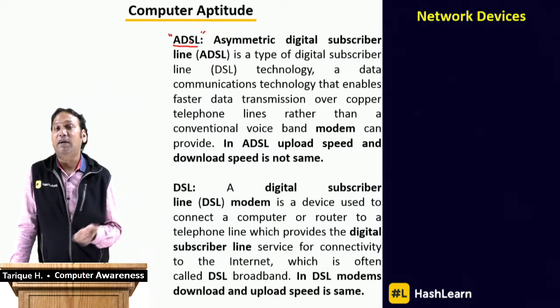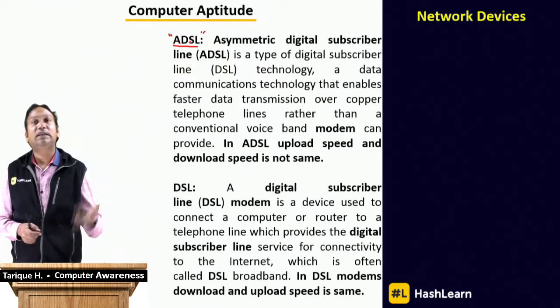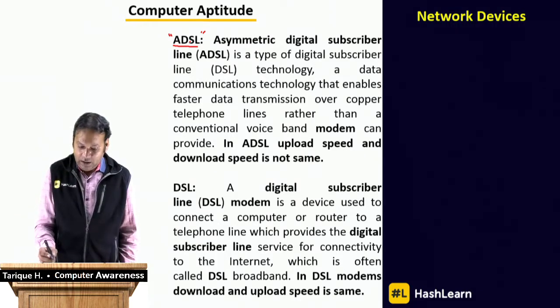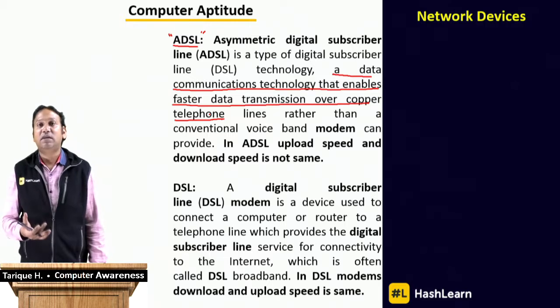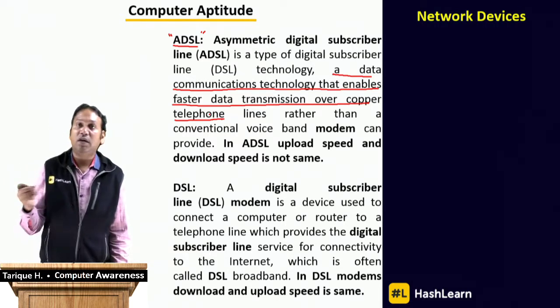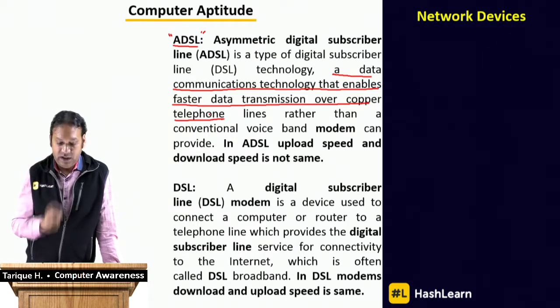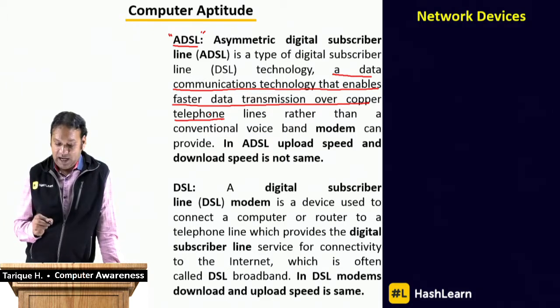In an asymmetric modem, the download speed and upload limit will not be the same, whereas in a symmetric device the download speed and the upload speed will be the same. Let's understand: it's basically a digital subscriber line, a data communication technology that enables faster data transmission over copper telephone lines. So if you want faster connectivity using a copper-based telephone connection, that is where you need an asymmetric digital subscriber line rather than a conventional voice-band modem can provide.